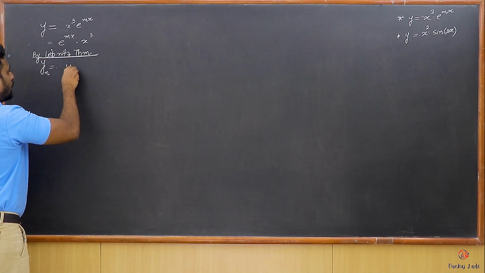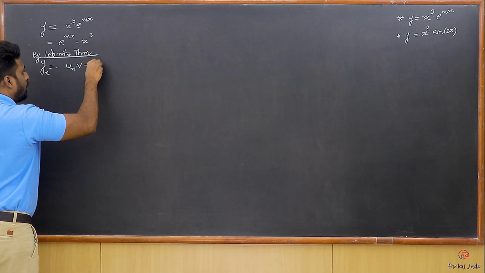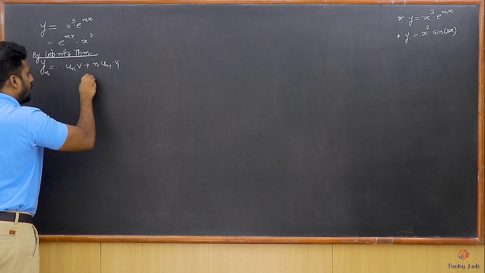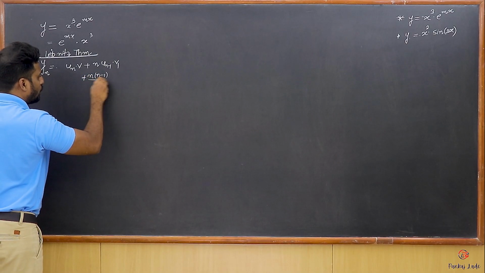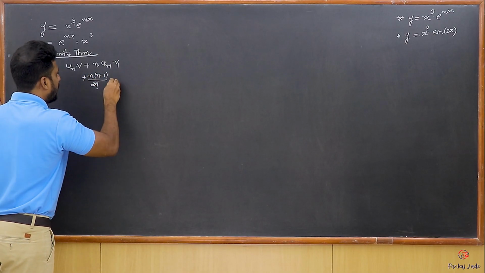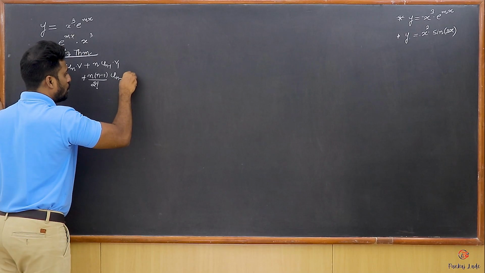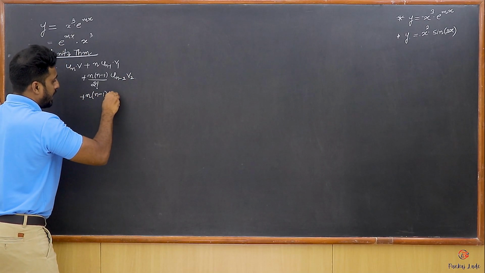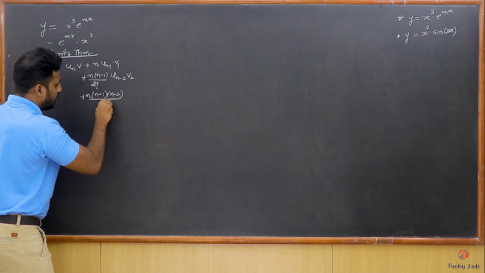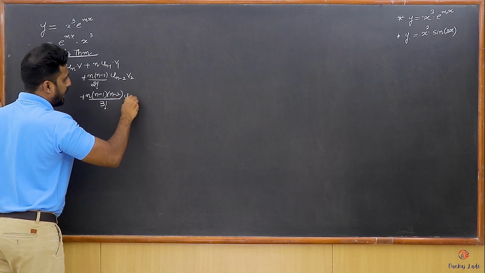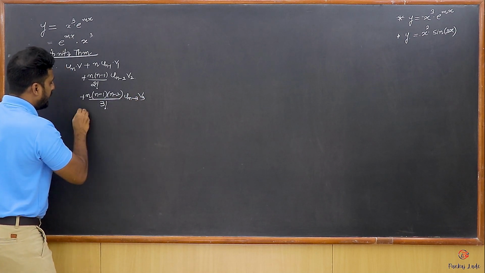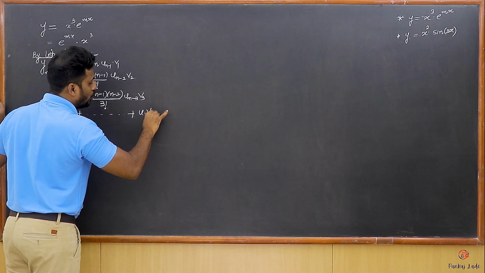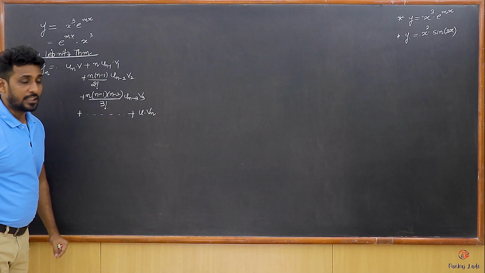It simply gives me u into v plus n into u_{n-1} v1 plus n(n-1)/2 factorial u_{n-2} v2 plus n(n-1)(n-2)/3 factorial u_{n-3} v3 and so on. We'll keep on coming till the last term, which is u into v_n, isn't it? So that's the Leibniz theorem.